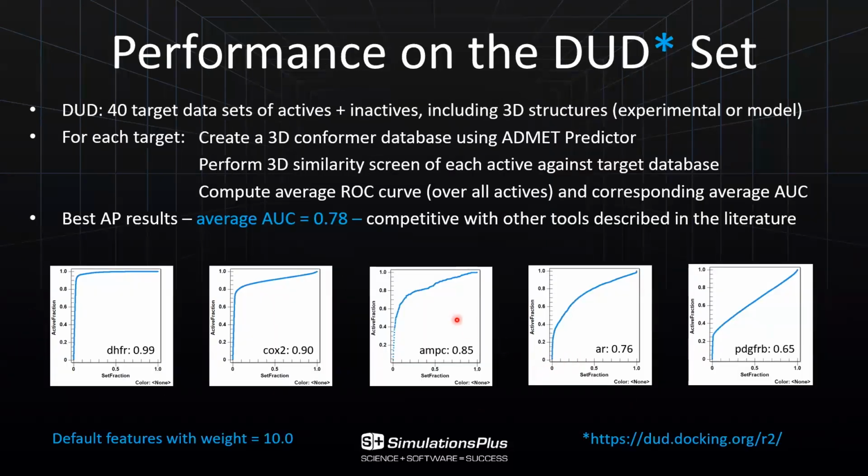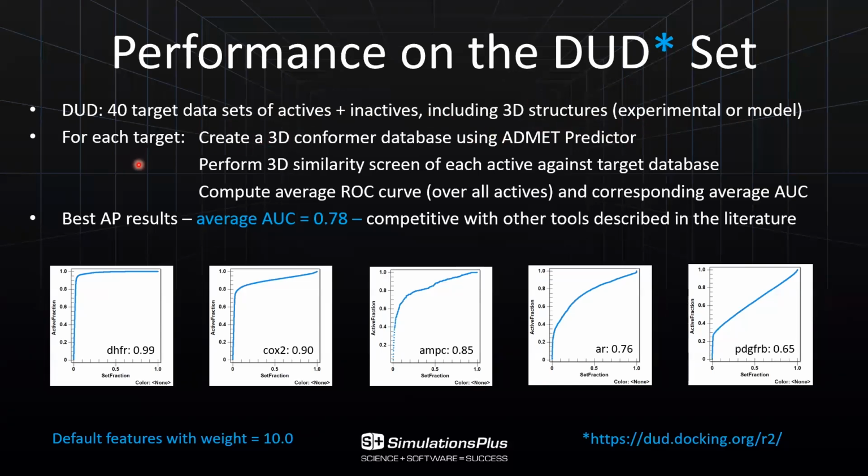So we evaluated the performance of the tool using the freely available DUD data set, which is commonly used to evaluate 3D virtual screening methods, not just similarity based, but also docking, for example. So the DUD set consists of 40 target data sets that have both actives and inactives. And there are 3D structures included, either X-ray or from software.